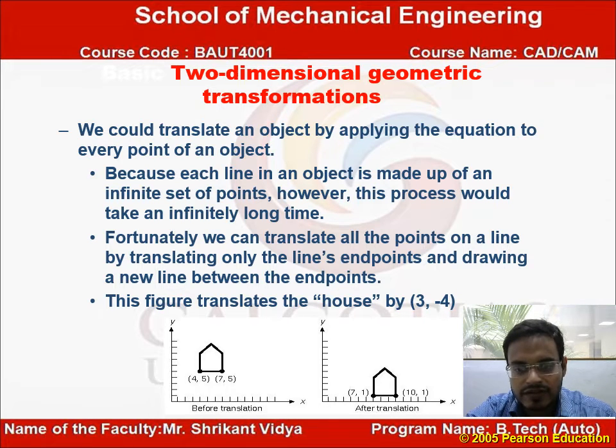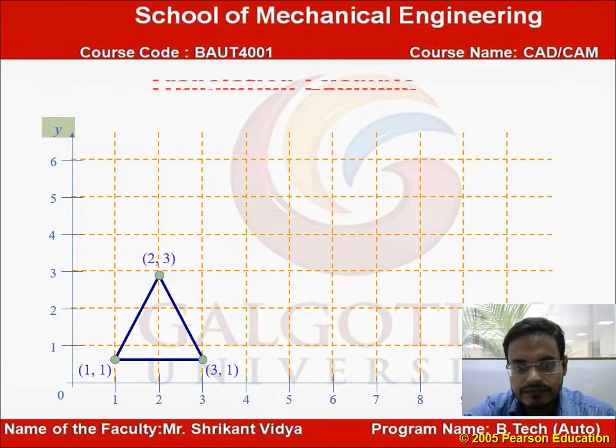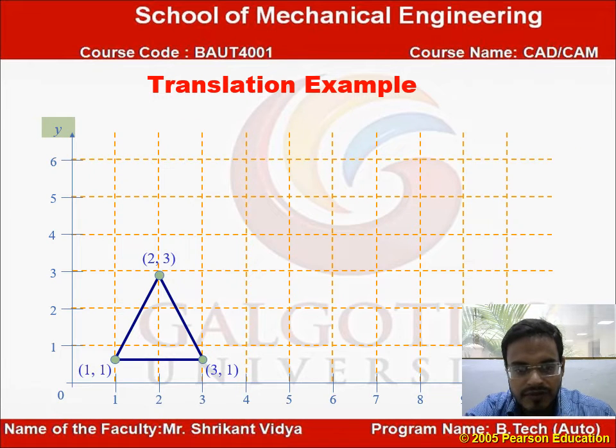So the figure translates the house by (3, -4). In the diagram, you can see the left part is before translation and the right part is after translation. You can see the initial points of the object are (4, 5) and (7, 5). We are translating this object by (3, -4). After using the translation matrix, we get the final points in the second diagram. So this is a translation example.